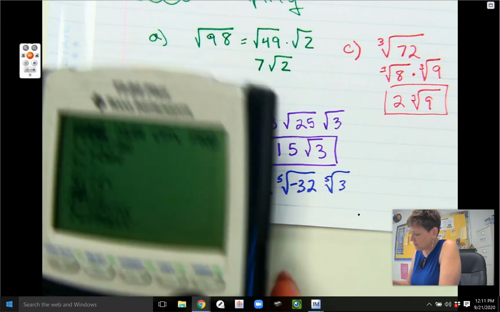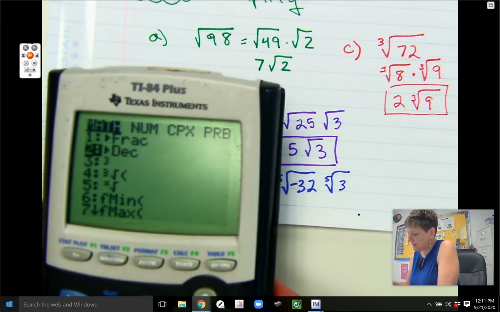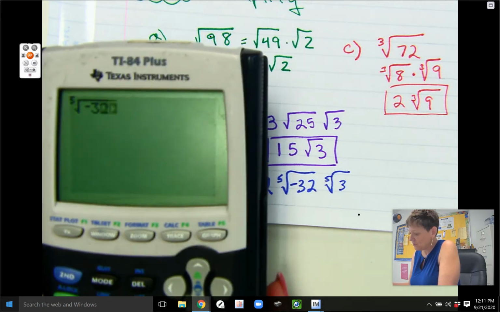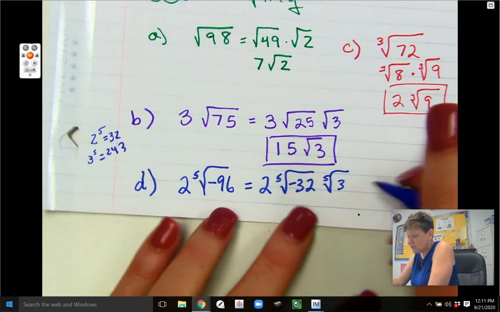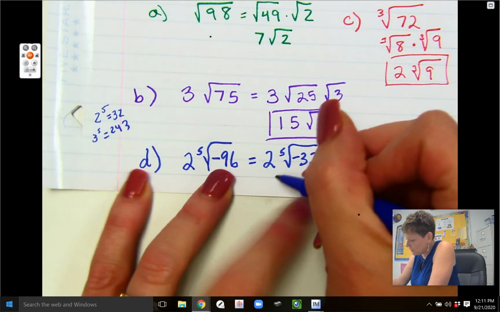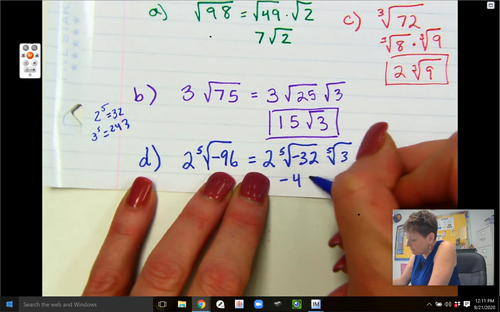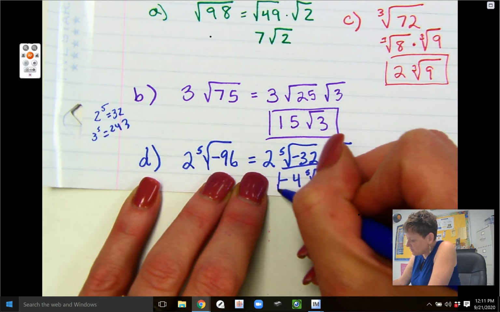That's down here. Oops, let me clear that out. The fifth root of negative 32 is negative 2. So this is going to be 2 times negative 2, which is negative 4, fifth root of 3. And that's going to be your answer.